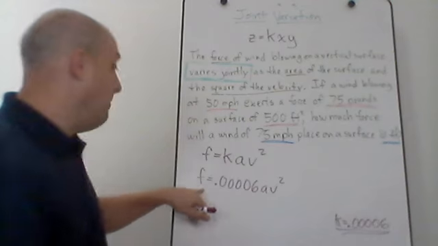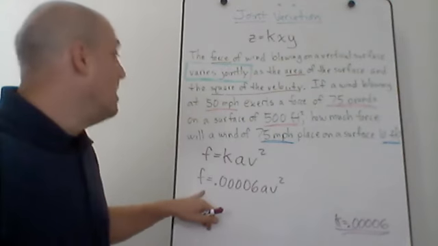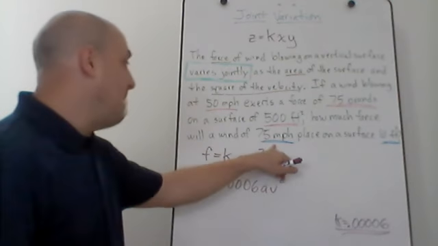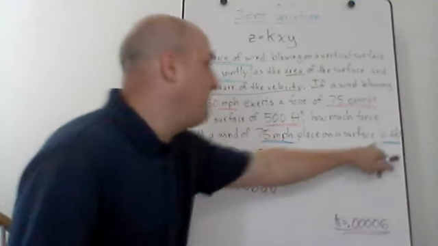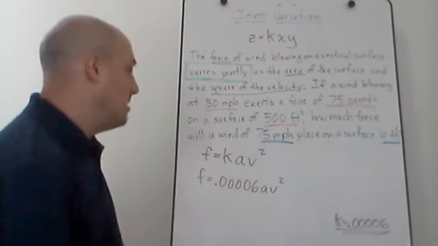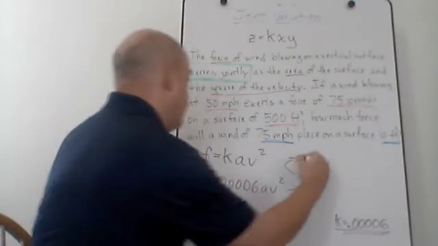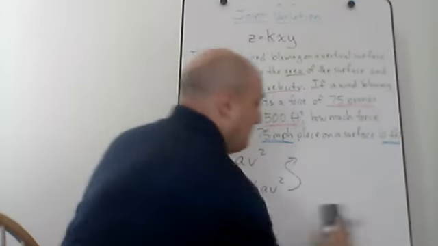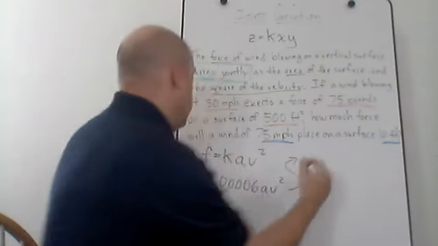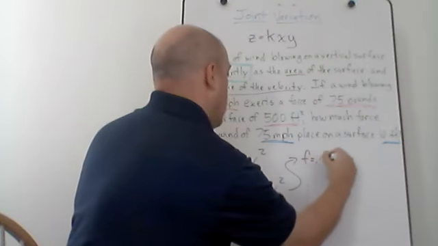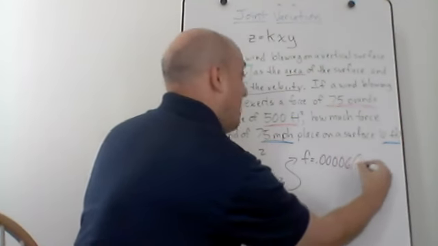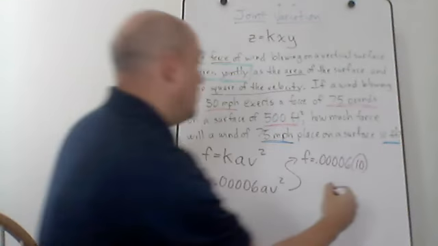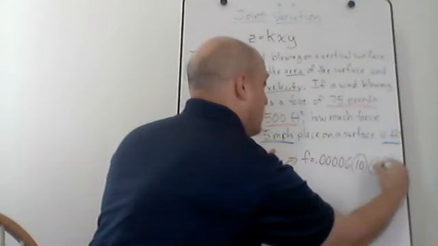Right? So I'm looking for the force. So I'm trying to figure out what F is. I have the 75 miles per hour, that's my V, right? That's velocity. And the 10 square feet, that's my area. Right, so now I can just plug those numbers in for the A and the V. I'm going to get rid of this over here. Right, so we get my force is equal to 0.00006 times the area, which is the 10 square feet, times the velocity squared, so that's going to be times 75 squared.